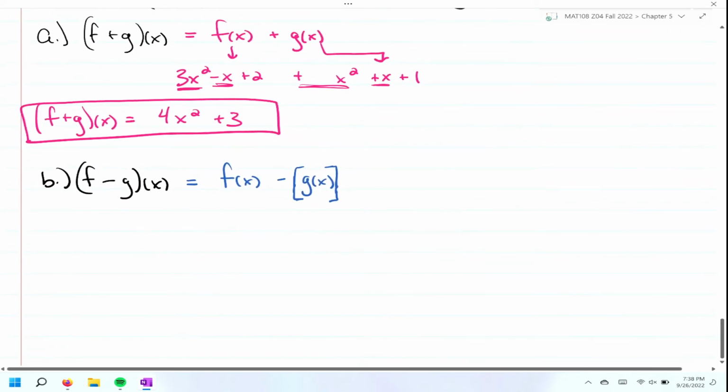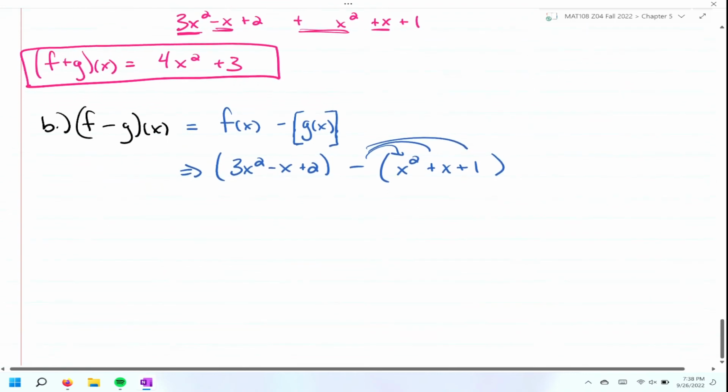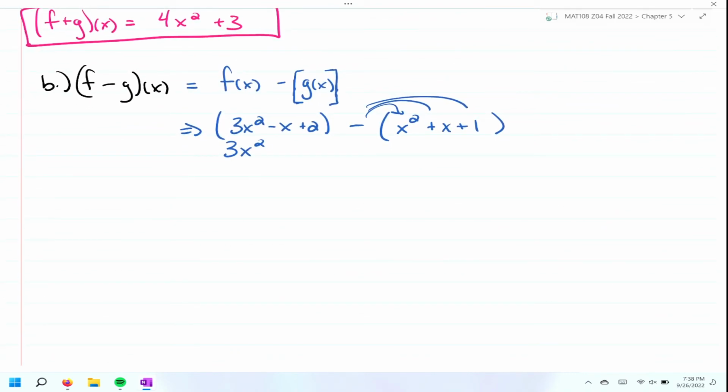So, f of x minus g of x. F of x is defined as 3x squared minus x plus 2. G of x is x to the second plus x plus 1. And the first thing we've got to do is distribute this minus sign. So that's going to give us 3x squared minus x plus 2 minus x to the second minus x minus 1.